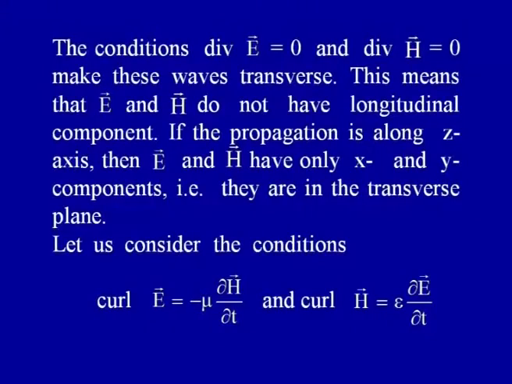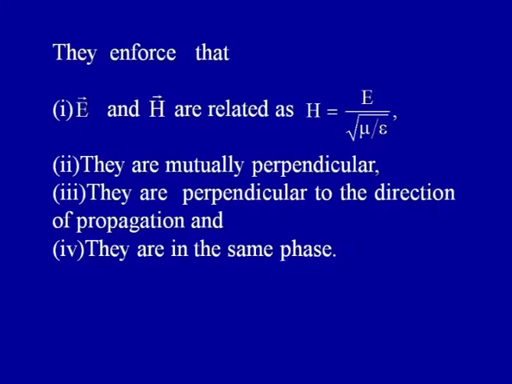Let us consider the condition curl of E is equal to minus μ times ∂H/∂t, and the other one, curl H is equal to ε times ∂E/∂t. See, these conditions enforce that, number 1, E and H are related as H is equal to E divided by the square root of μ by ε. Number 2, they are mutually perpendicular, that is E and H are mutually perpendicular.